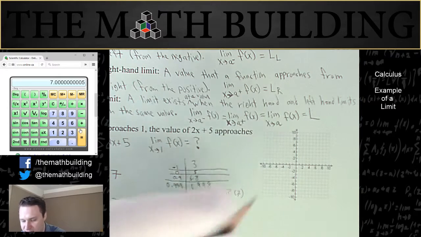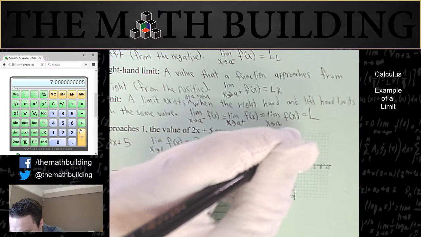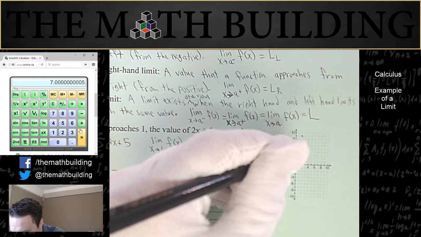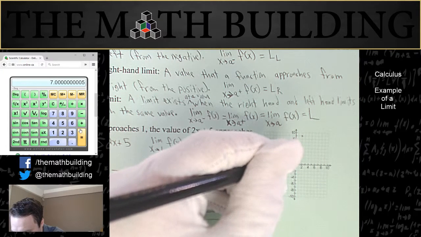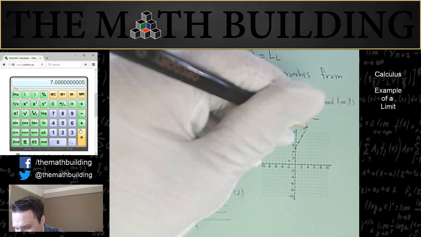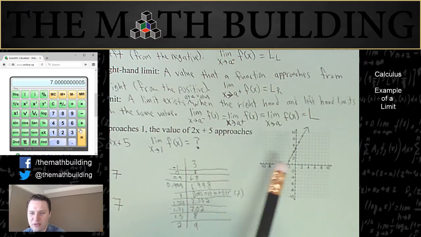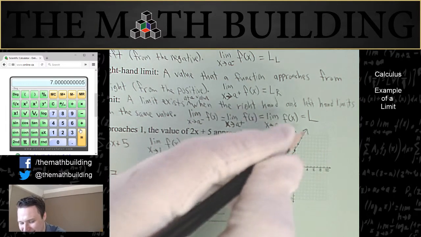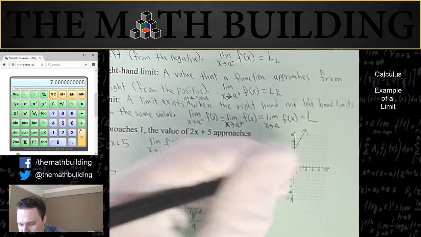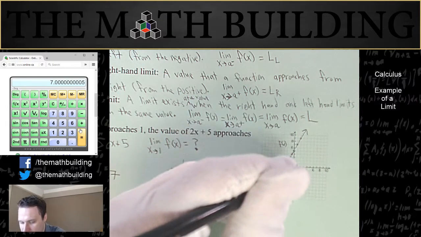So to graph the line 2x plus 5, I have a y-intercept of 5, then it's up 2 over 1, up 2 over 1, down 2 over 1, down 2 over 1. That's what my line looks like. Sorry, it's supposed to be straight. Just pretend that that's straight. And we want to know what is the limit as x approaches 1. What is f of x when x approaches 1?